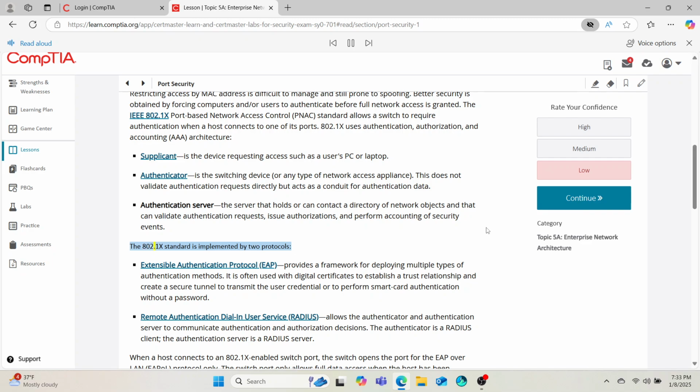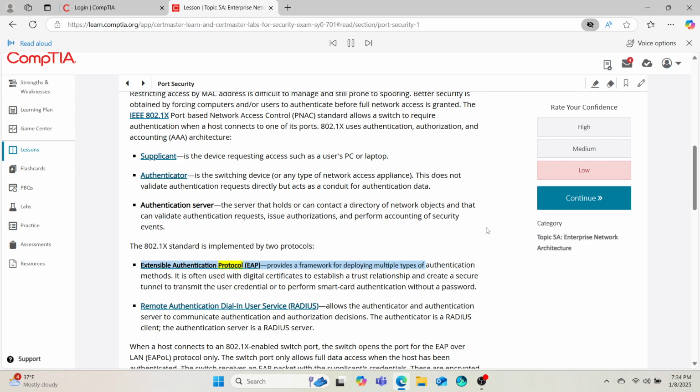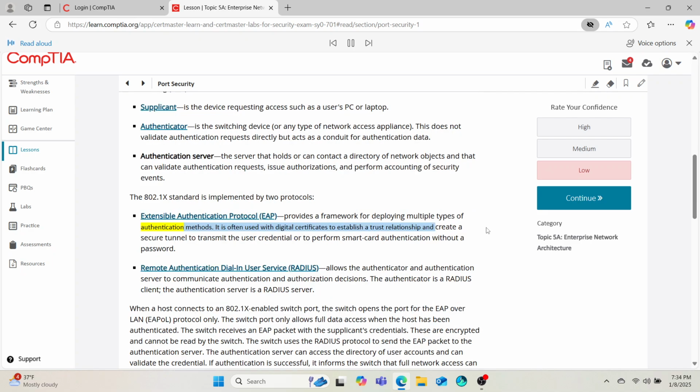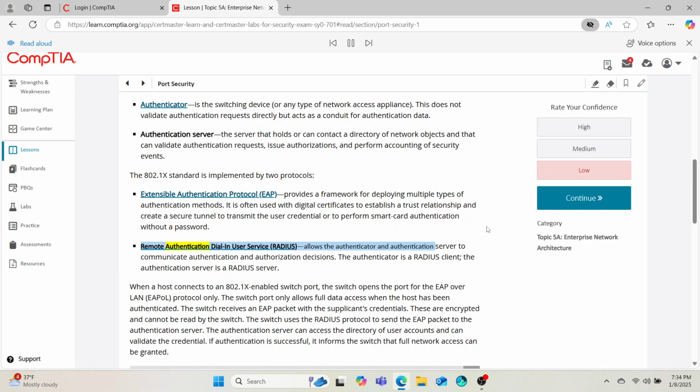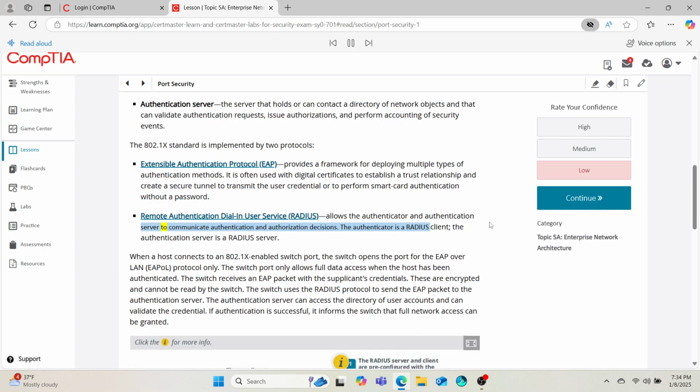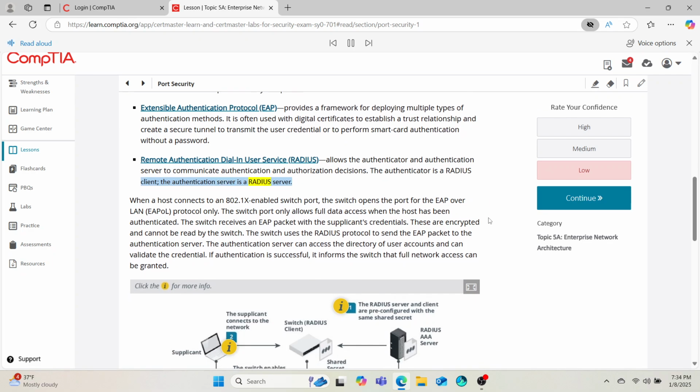The 802.1x standard is implemented by 2 protocols. Extensible Authentication Protocol, EAP, provides a framework for deploying multiple types of authentication methods. It is often used with digital certificates to establish a trust relationship and create a secure tunnel to transmit the user credential or to perform smart card authentication without a password. Remote Authentication Dial-In User Service, RADIUS, allows the authenticator and authentication server to communicate authentication and authorization decisions. The authenticator is a RADIUS client. The authentication server is a RADIUS server.